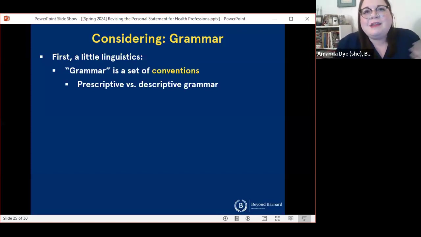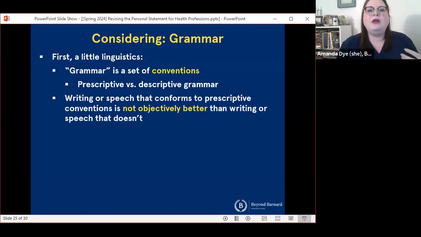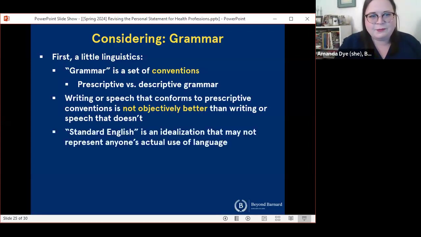And so we are a people who are very open to lots of kinds of expression, but a personal statement is a professional communication, and it is a communication that has a lot riding on it. So I like to encourage people to keep in mind that while writing or speech that conforms to prescriptive conventions is not objectively better than writing or speech that doesn't, and it doesn't mean that you're smarter, and it doesn't mean that you're a better person or anything like that, writing that conforms to prescriptive conventions is what's most typical in this context.